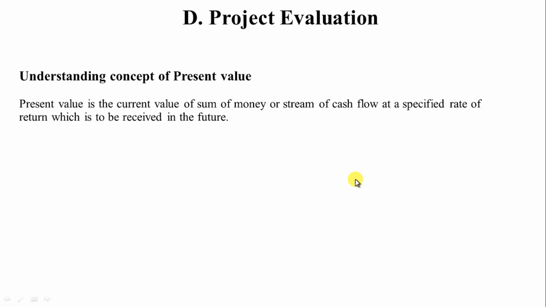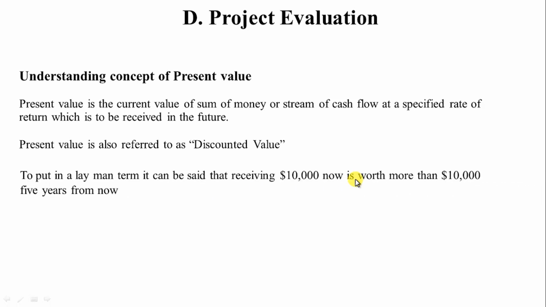Okay, so it means that, put simply in layman's terms, receiving $10,000 now is worth more than receiving $10,000 5 years from now. Now, why does this happen? If you recollect, we had a concept of inflation, right? Every year, the inflation rates are going higher and higher and higher.